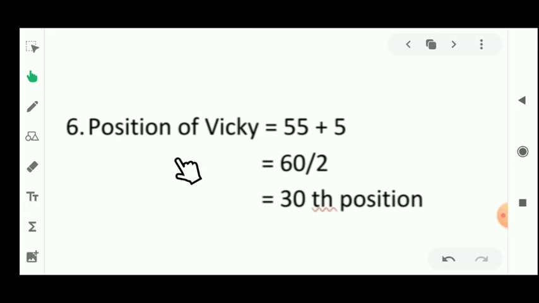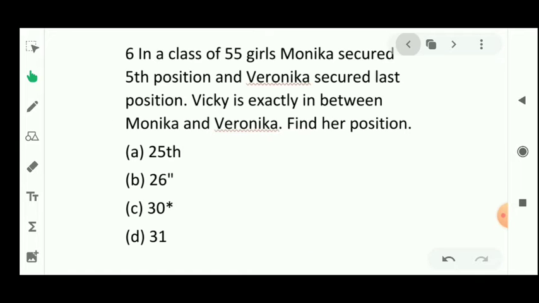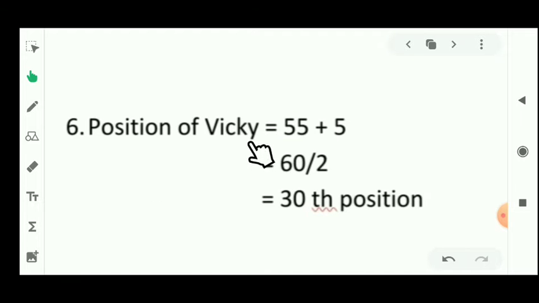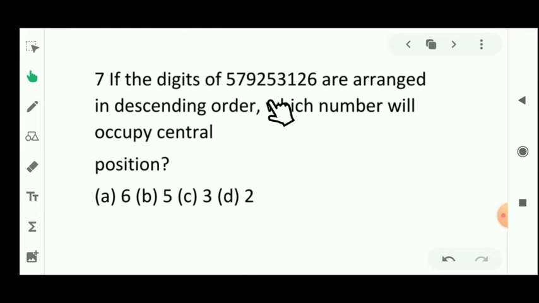Let's see the solution. When we find out the position of Vicky, 55 is the position from the last, Varnika, and you can see Varnika's position is last and Monica's position is 5th. So the position of Vicky will be found from 55 plus 5. That means the total number will be 60 and it should be divided by 2. That is the 30th position.